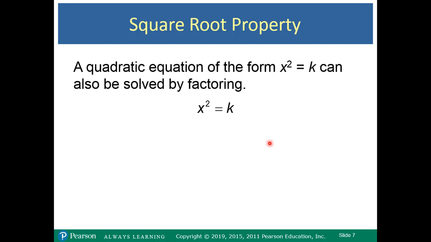Now a quadratic equation of this form, you can use what's called the square root property, because if we end up with this, we can take the square root of both sides. We get x over here, and then we get plus or minus the square root of k, and then we can solve it that way. That's called the square root property.